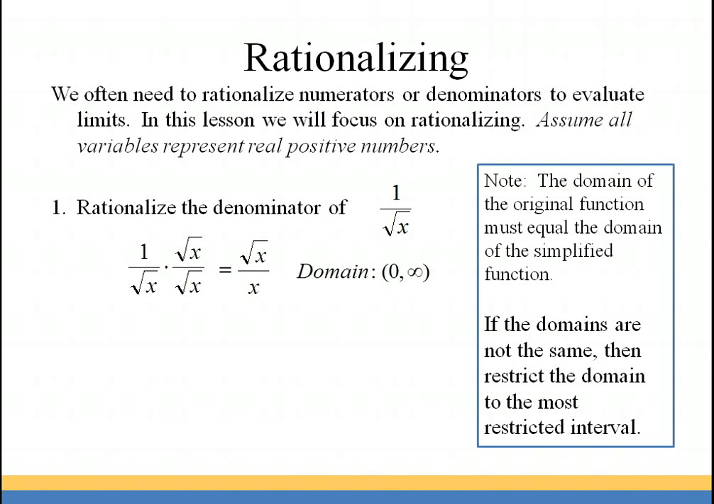The same thing holds true for the simplified form. Your denominator cannot be 0, and your radical can't have any negatives under it. So your domain is going to be from 0 to infinity as well.